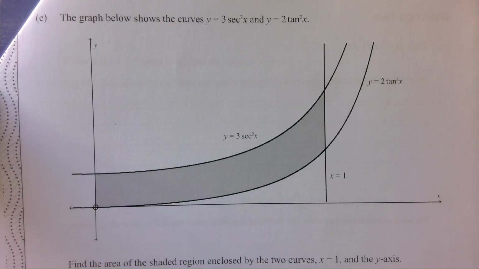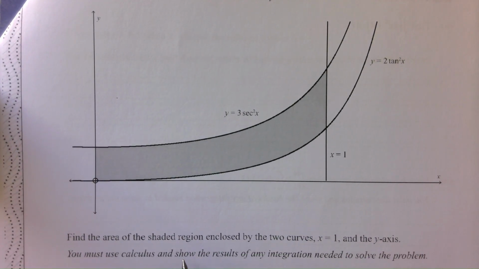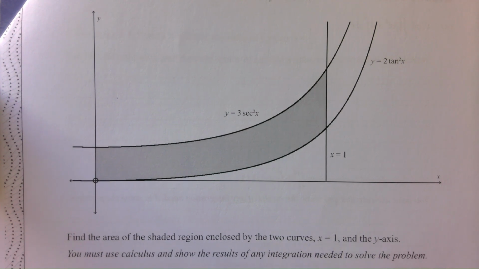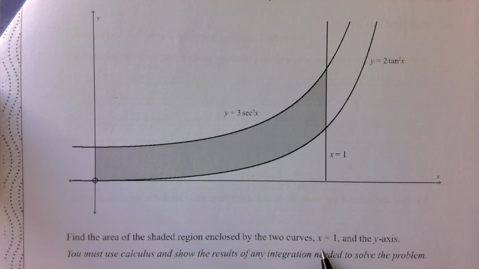Now, for question E, we are told that the graph below shows the curves y is equal to 3 sec squared x and y is equal to 2 tan squared x, which are both drawn on. We are told to find the area of the shaded region enclosed by the two curves, x equals 1 and the y-axis. So we have both of our limits for our integrations. We are going to be doing defined integration.